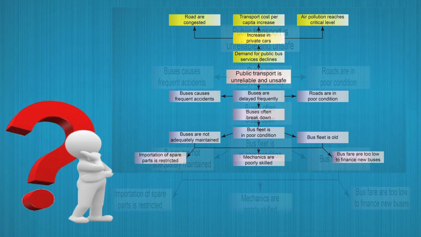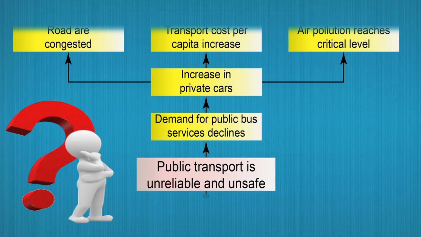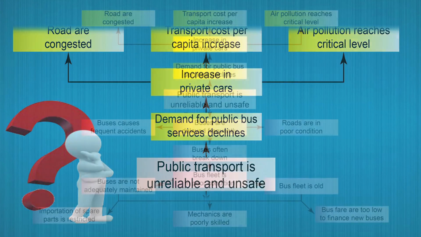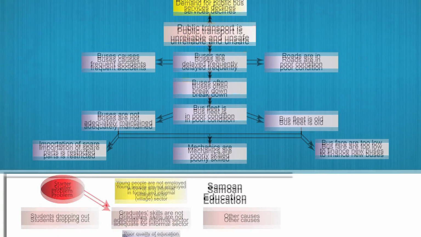Ask, "Are there any other important causes that have not yet been considered?" You can also check the effects. Ask, "Are there any other important effects that could result from the starter problem?" Give yourself and your planning group some time to complete the tree.